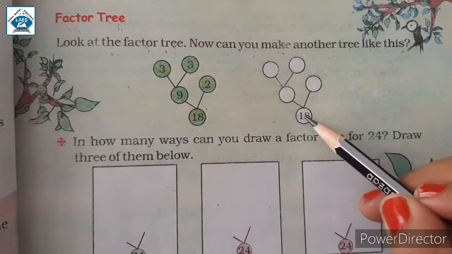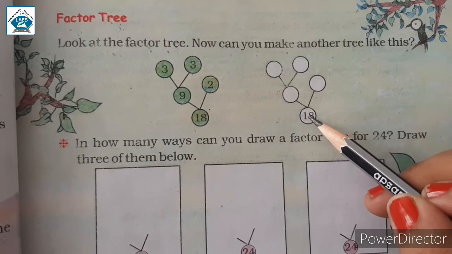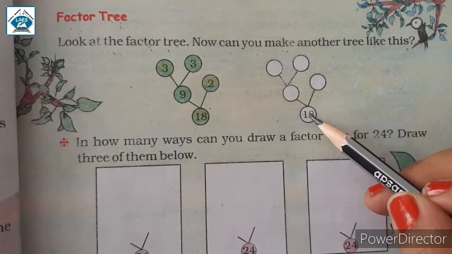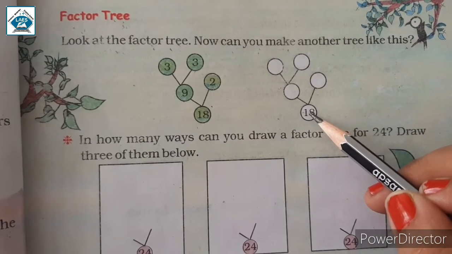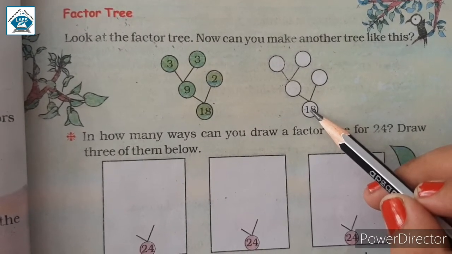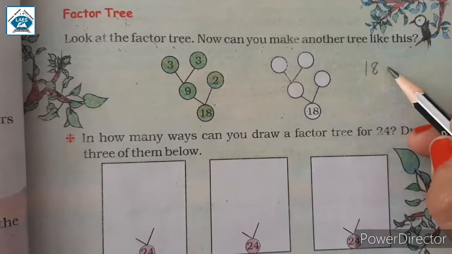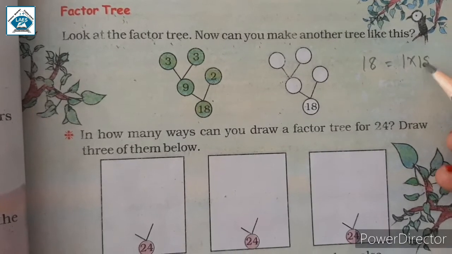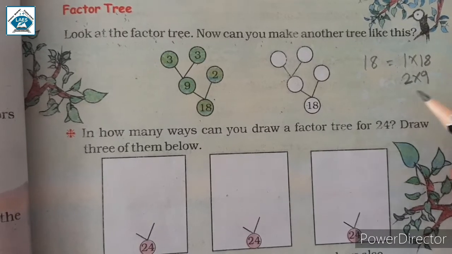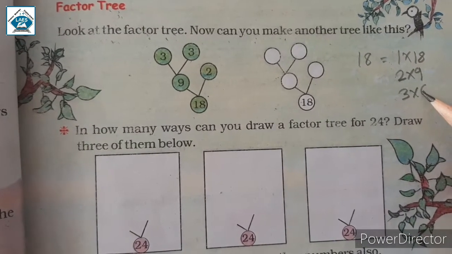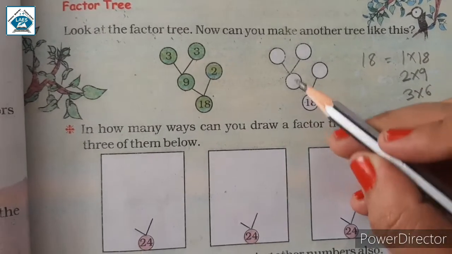Now we have another 18. Here we have to make a factor tree with different numbers. The first number, 9, has been taken. So we check the factors of 18. 18 is equal to 1 multiplied by 18. Next, number 2. 2 nines are 18. Then 3 sixes are 18. So now we will take 3 and 6.